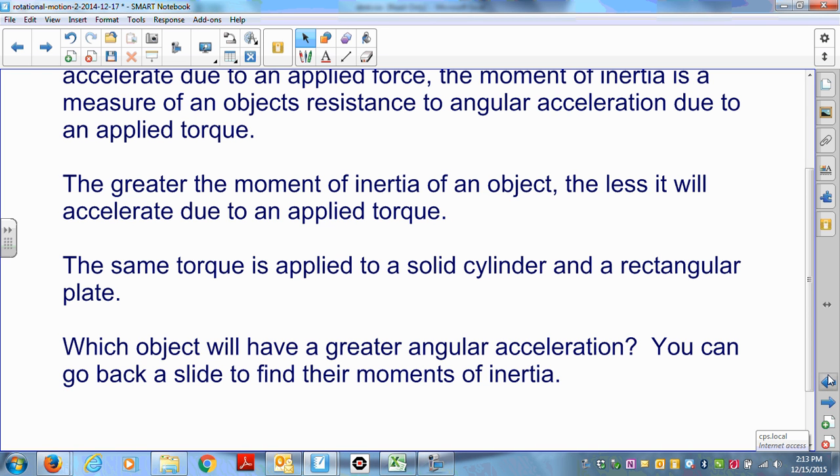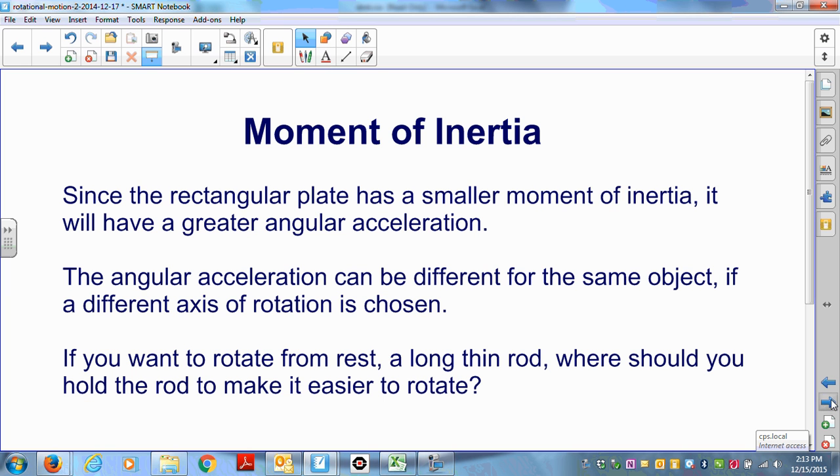You can go back to the previous slide and look at it to find the moment of inertia for those objects. Since the rectangular plate has a smaller moment of inertia, it will have a greater angular acceleration. The angular acceleration can be different for the same object if a different axis of rotation is chosen. So if you want to rotate from rest a long thin rod, where should you hold the rod to make it easiest to rotate?